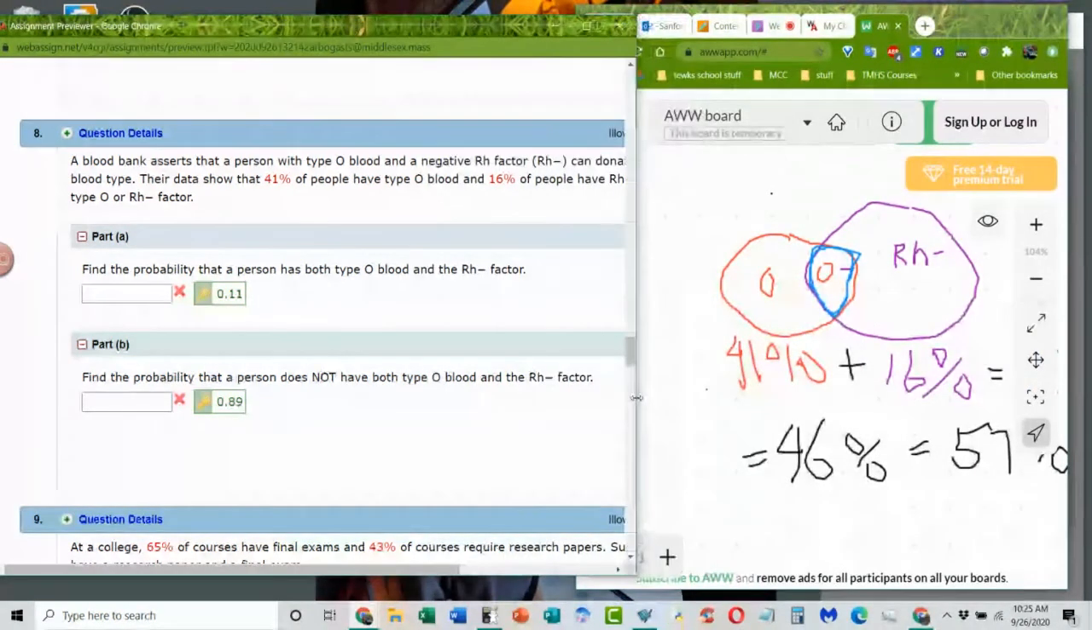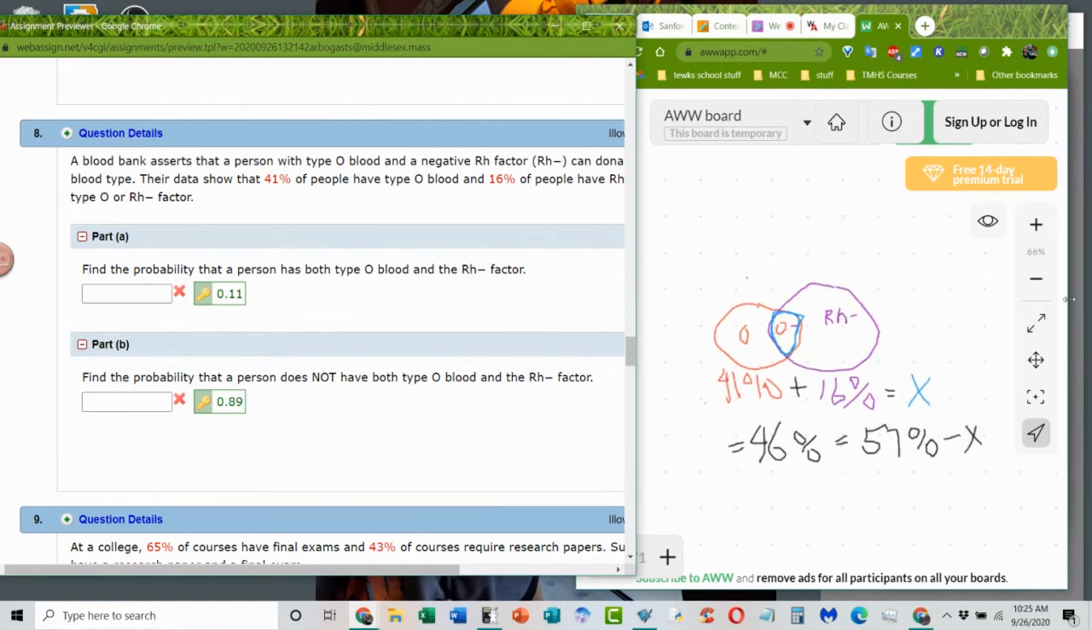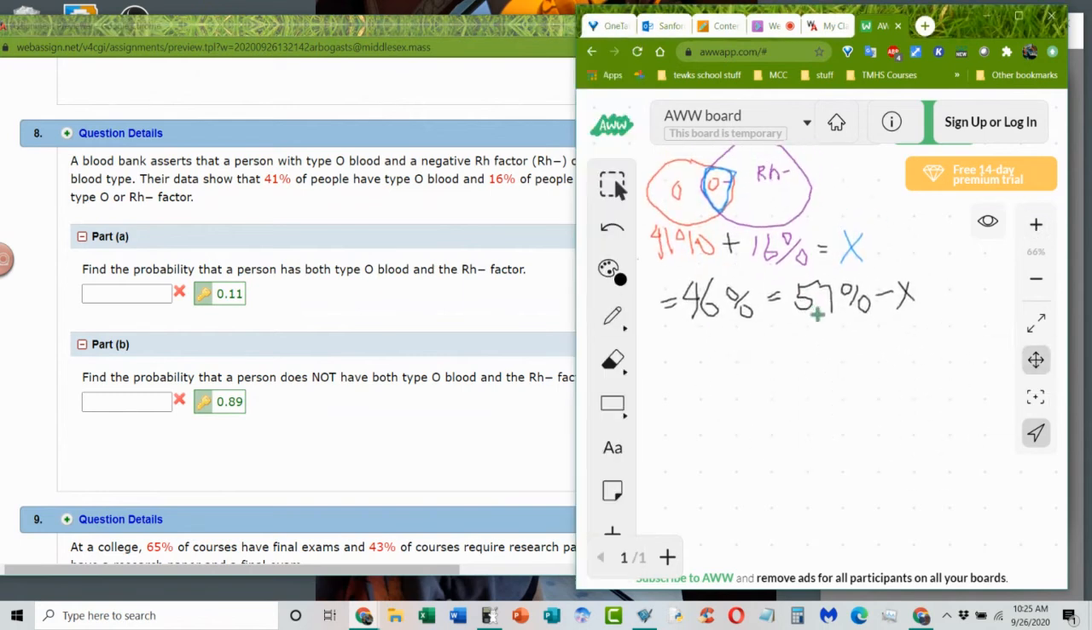And then what's the probability that people are not O negative? Well, because these two numbers have to equal 1, 1 minus 0.11 is everybody else. So everybody else, so this number plus this number has to be, I can make it smaller. I did not know that. And I can move it. Well, that would have been nice to know.